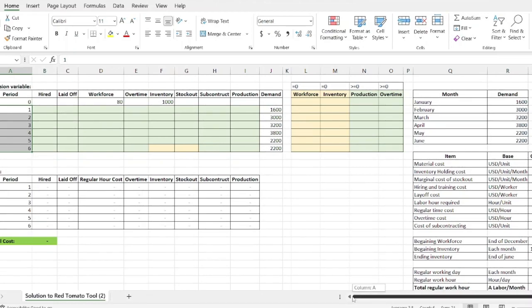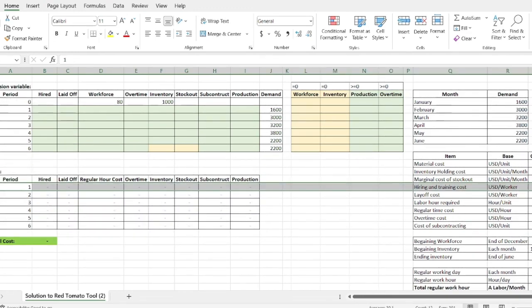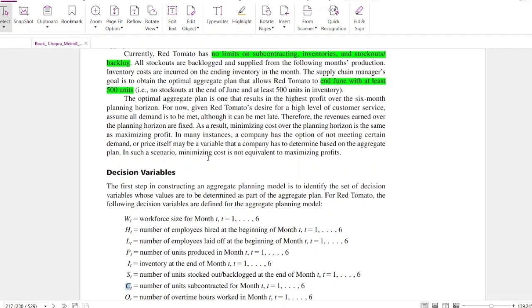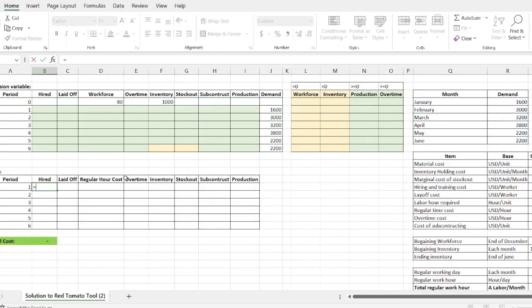I have taken the same thing into this plot. Here there is no 0 timeline because 0 doesn't have any cost. In this problem, my objective is to reduce the cost. These costs will be D5 multiplied by hiring cost. What is my hiring cost? Hiring cost is $300. Let's block it with F4.